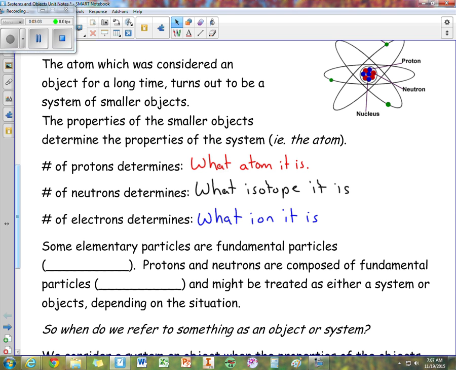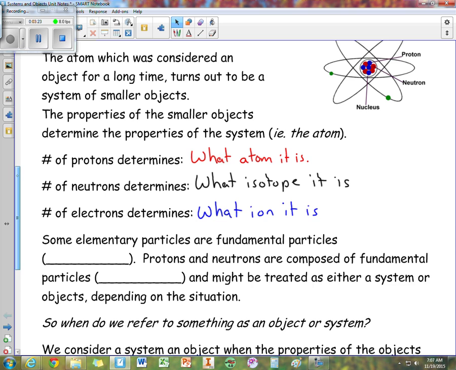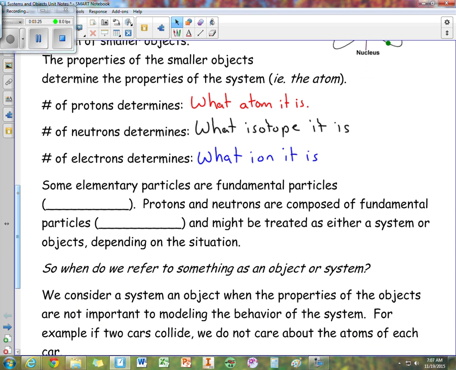And for a long time, we thought that protons and neutrons and electrons were the smallest things there are. We thought that those were objects. And we started learning differently, that even these things we call objects are made of smaller objects. We call this whole process of finding the smallest thing out there particle physics. What is the smallest thing out there?